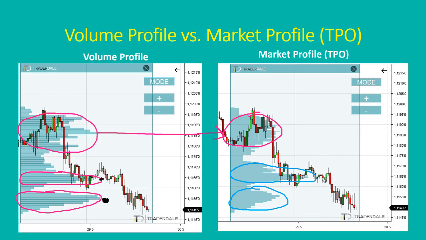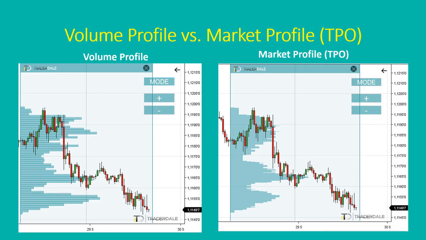If you look at the right picture, then it's a bit different. This one is bigger than this one. So the TPO calculation is not that precise as the volume profile. That's why I prefer using volume profile.